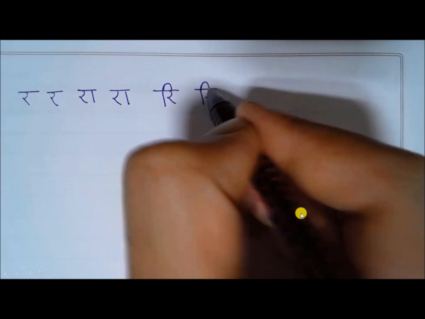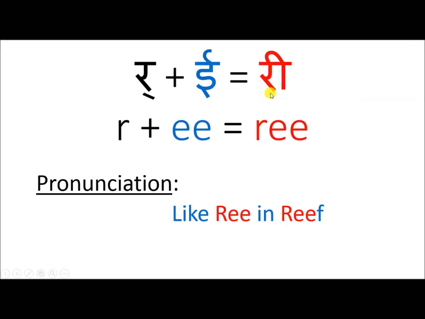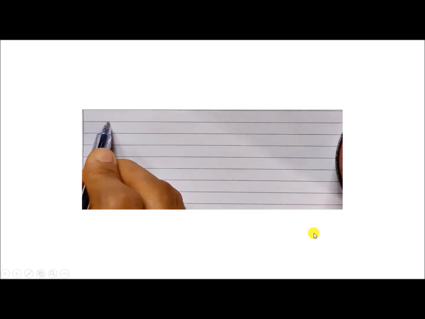Okay. The next sound is re, and you get this sound re when you add r to e. R plus e equal to re. R plus e equal to re. And re is pronounced like ree in reef. Okay. And re is written like this.